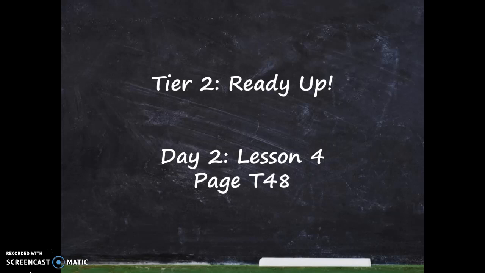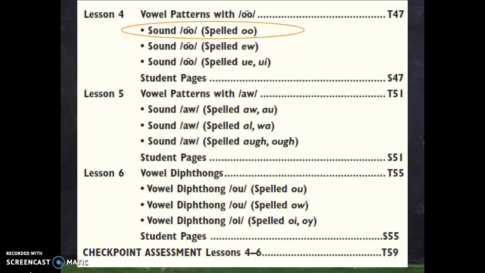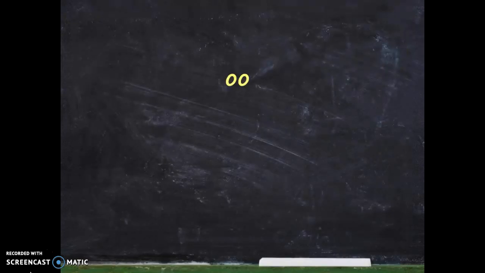Learning guides and students, you are going to need teacher's page 48 in your manuals, and students will need student page 48. So we are on the second day of lesson 4. Today we are specifically going to be focusing on the sound oo, spelled O-O, so that double O making the oo sound.